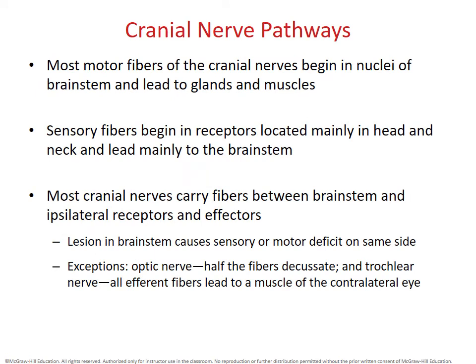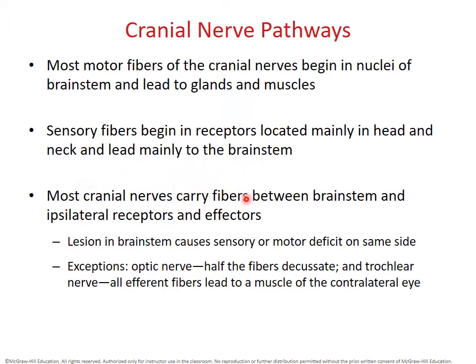Now, cranial nerves, like spinal nerves, can have motor and or sensory function. The motor fibers of cranial nerves begin in nuclei of the brainstem. And so remember, nuclei are patches of gray matter isolated in the white matter in the brainstem. The sensory fibers, as is typical of sensory components of nerves, begin in receptors out in the body, again mostly in the head and neck, and leading into the brainstem. Again, the exception to this is the vagus nerve, which has receptors throughout the ventral cavity.